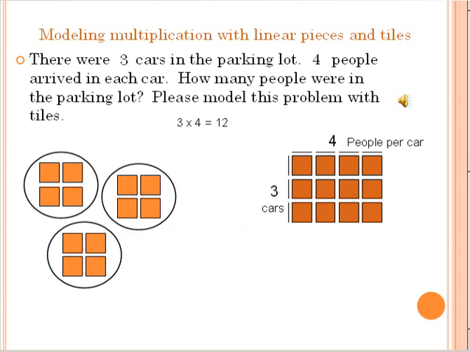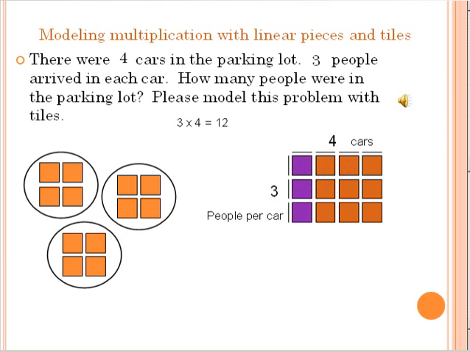One of the benefits of the array is that we can switch it, and we can be thinking about if the problem had changed. Now we have 4 cars in the parking lot and 3 people. Notice I've just changed those labels on the array. On the top you can see there are 4 cars, and on the side there are 3 people in each car.